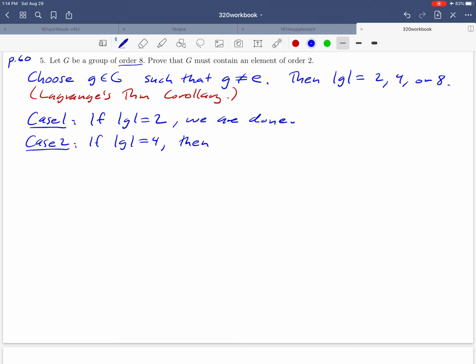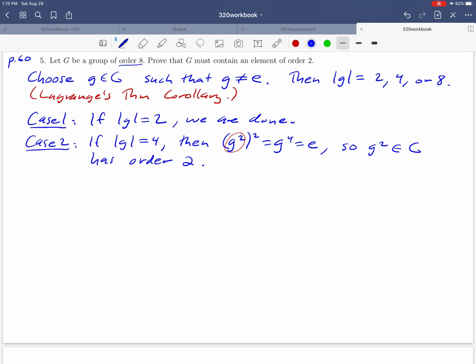Okay, well, if the order of G is 4, then that means that if we take G and raise it to the 4th power, we have to get the identity. Okay, but notice that if G to the 4th is equal to the identity, then G squared squared is equal to the identity. Okay, and so it's interesting what we've done here. We've taken the group element G squared, raised it to the 2nd power, and gotten the identity. That actually tells us that the element G squared has order 2. Okay, there's the element of order 2 that we were looking for.